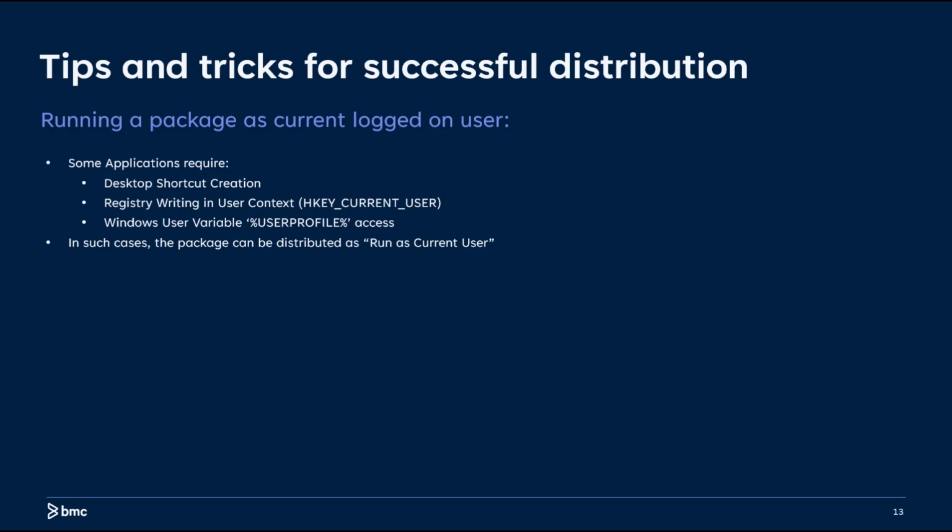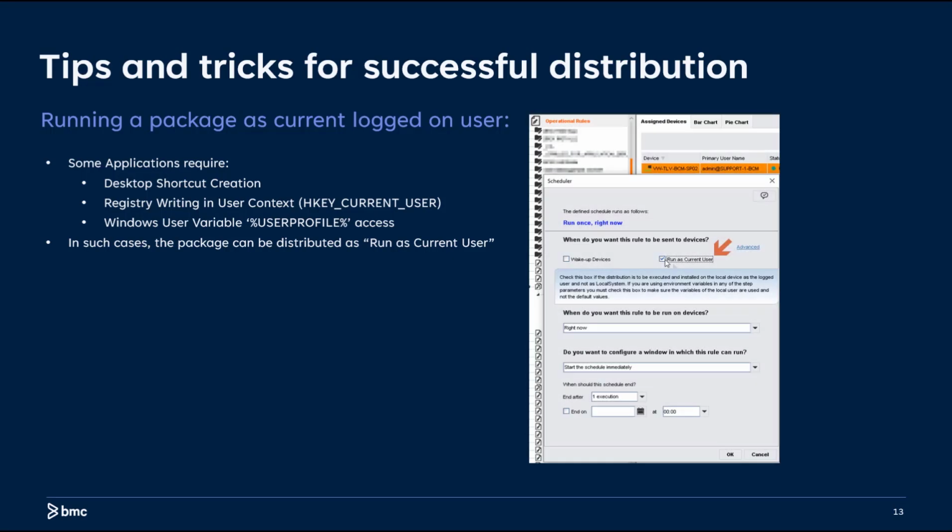Running a package as current logged on user. Some applications require creation of shortcuts on the desktop, registry writing in HKEY_CURRENT_USER, and access to the user profile. In such cases, the package can be distributed as run as current user. In this scenario, since we are already using the run as current user option to deploy the package, the execute program step can be used instead of the execute program as user step. This will enable dual verification, one with the current user and the other with the domain or local user, which may or may not function.